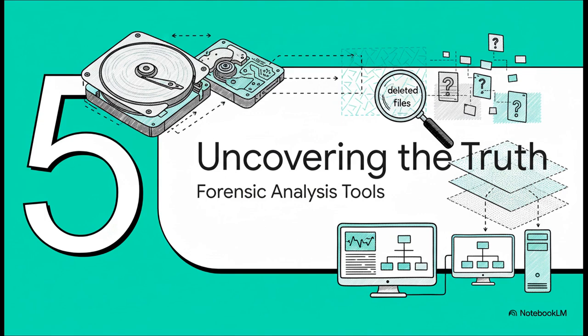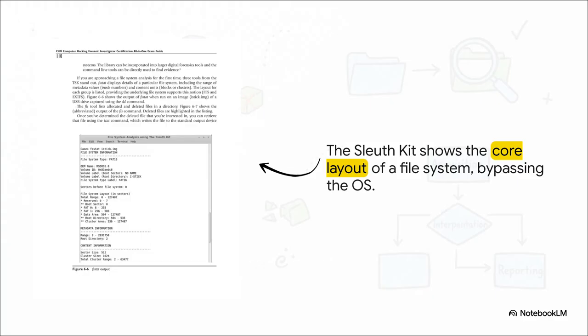So with all these layers, the physical disk, the file systems, the ghost files, the data hidden in plain sight, how on earth does an investigator find the truth? Well, they use powerful tools that let them see the drive not like we do, but like the computer itself does. This is the Sleuth Kit again. It lets an analyst completely bypass the normal operating system.